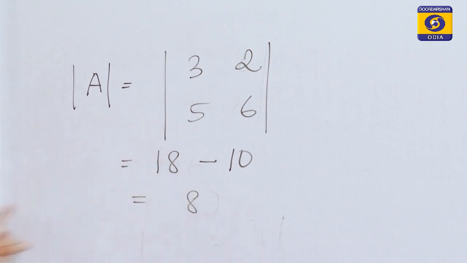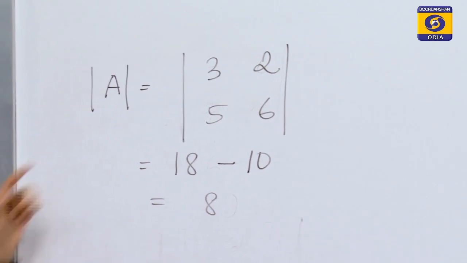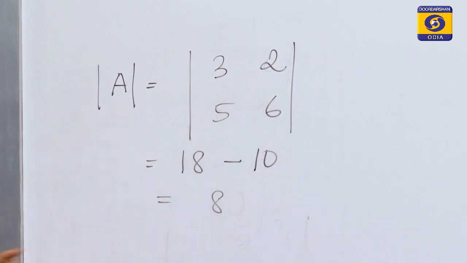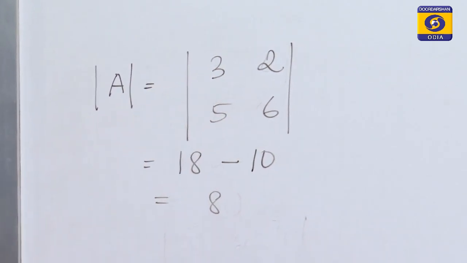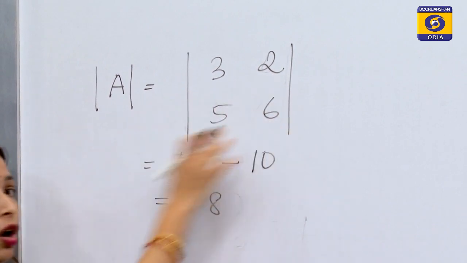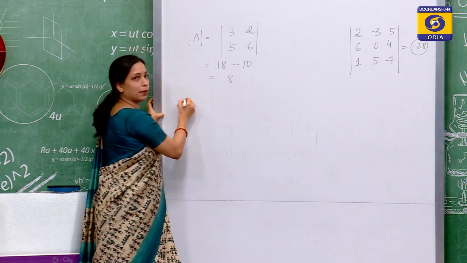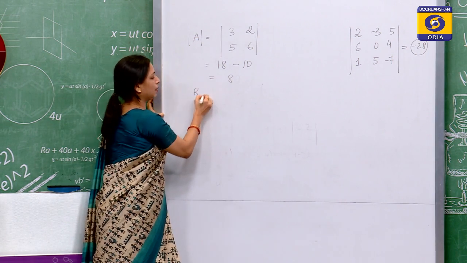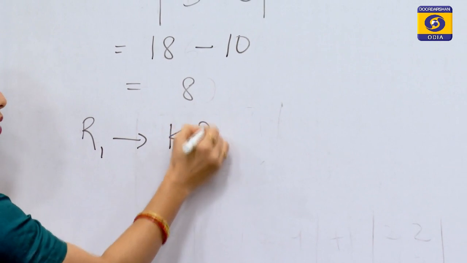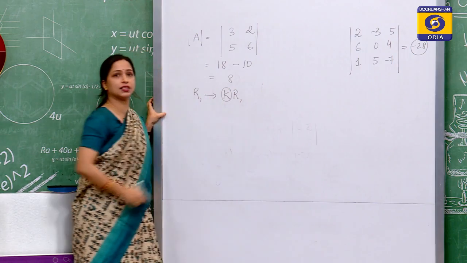Now, the property says that if in any row we multiply it with a constant, that means any row or any column, but all the elements of the row or the column. Let us say if I am multiplying row 1 becomes k row 1, here the k is the constant.